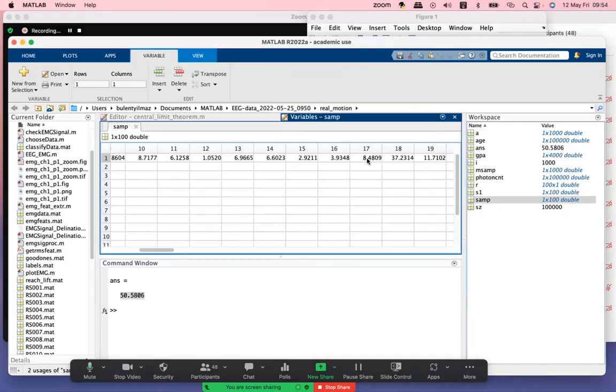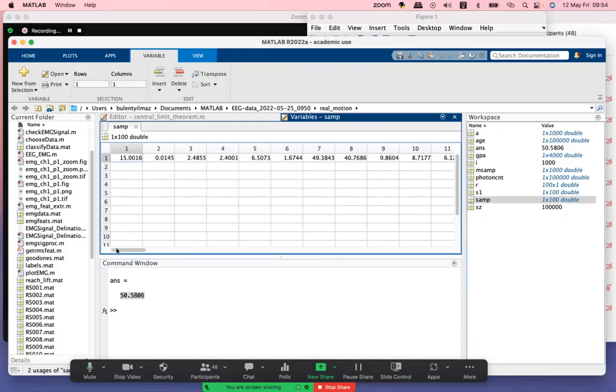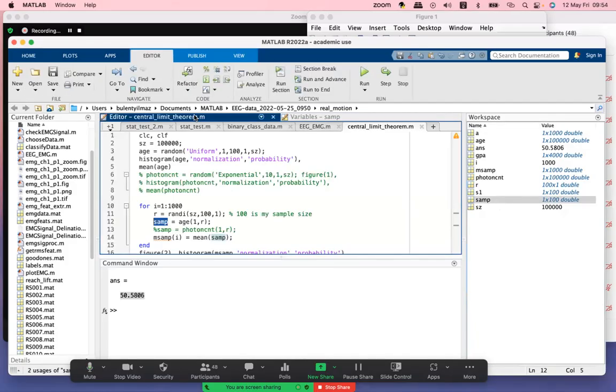Okay, 88.4, 37.2, and so on. There are many age numbers here. So then I take the mean of that sample. Okay, out of 100,000 people, I choose 100 people, and I take the sample of that age group, of that 100 people. This is going to be what? Sample mean, right? Sample mean.